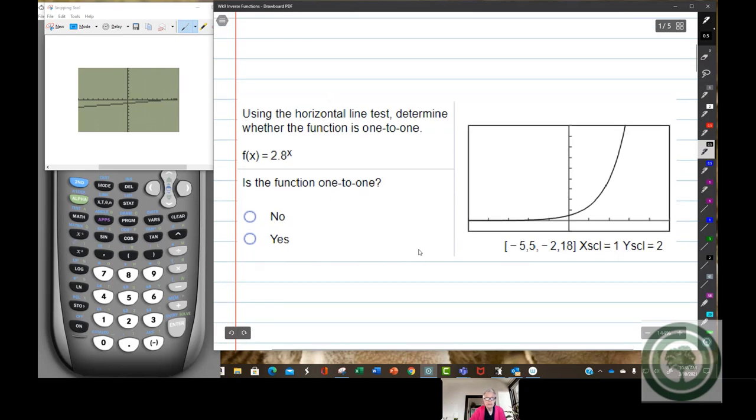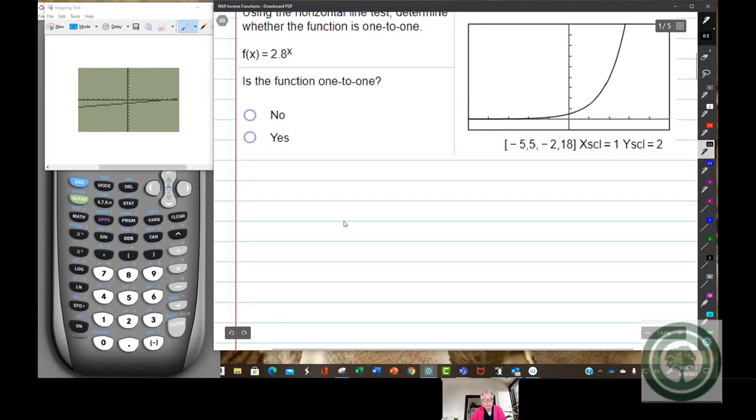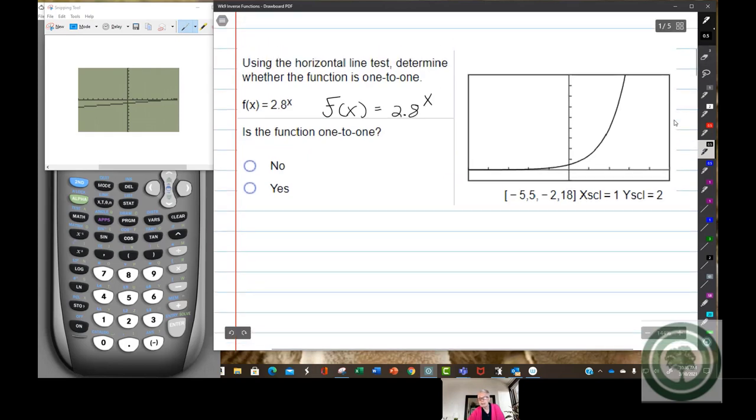Now we're going to go to something that you may have never seen before. This is an exponential function. And let me write this a little better. This is f of x equals 2.8 raised to the x power. That's what an exponential function is. And here's its graph.